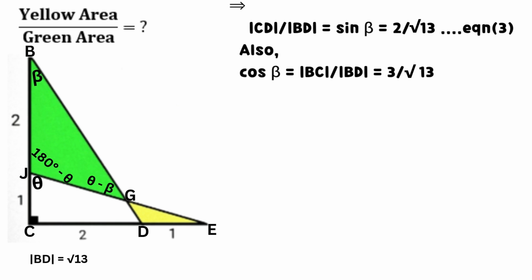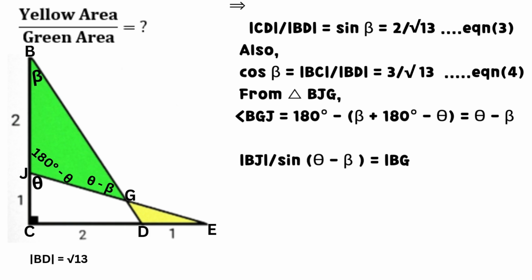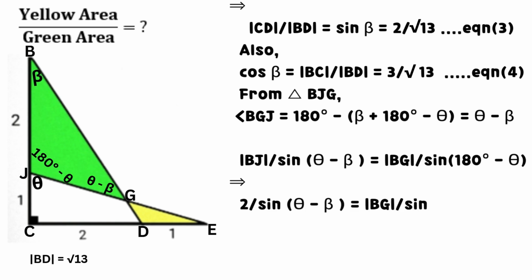Line CD divided by line BD equals the value shown on the screen. We call it equation 3. Also, cosine beta equals 3 divided by the square root of 13. We call it equation 4.